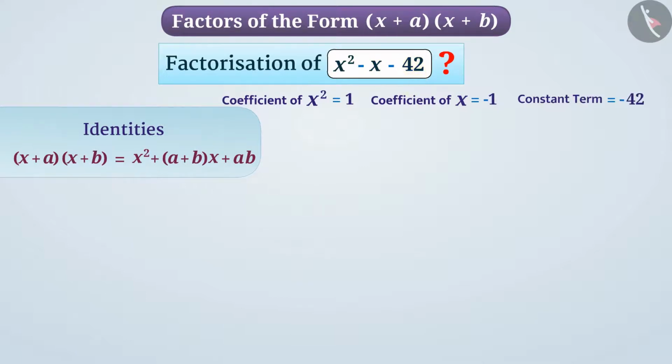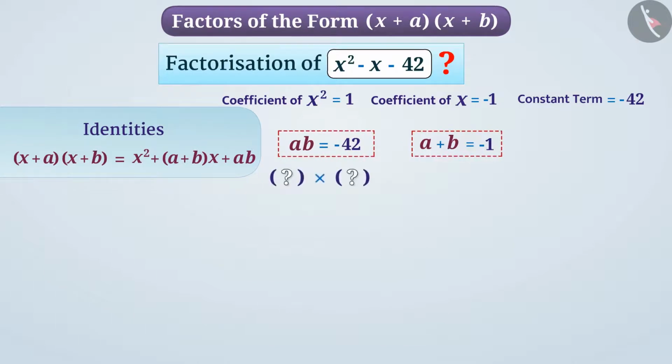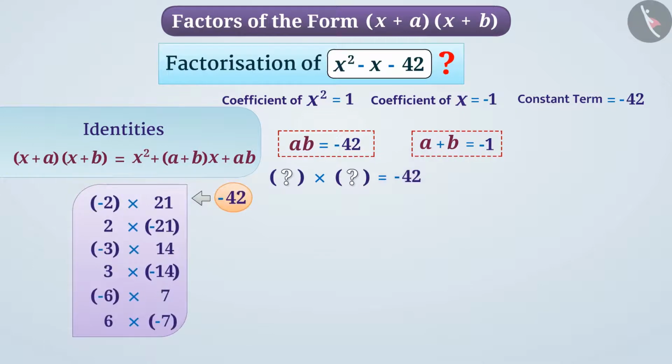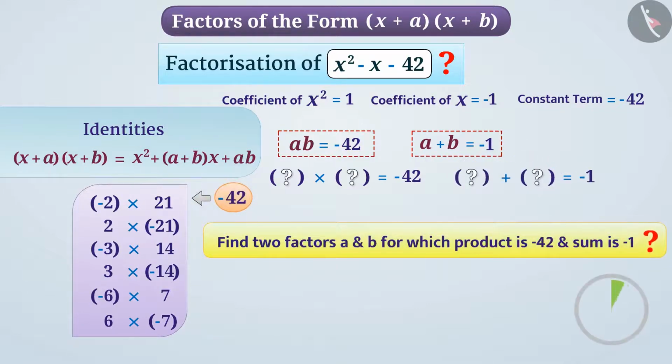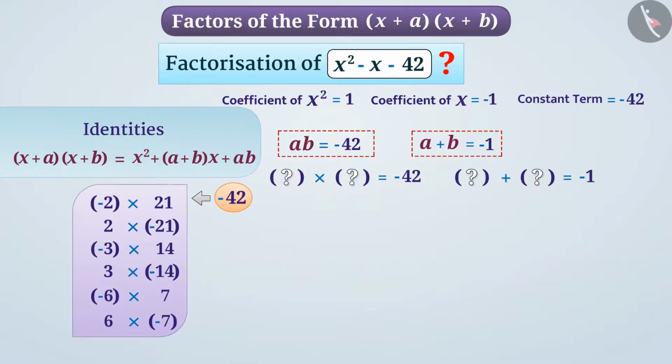We have to find two numbers a and b for which the product is minus 42 and the sum is minus 1. The conditions in which we get the product of two numbers as minus 42 are as follows. Now, can you find the two factors of 42 which when added give the result minus 1? Think. Correct. The sum of 6 and minus 7 is minus 1, and so we will choose 6 and minus 7.